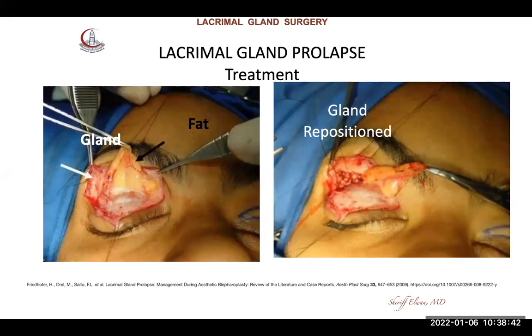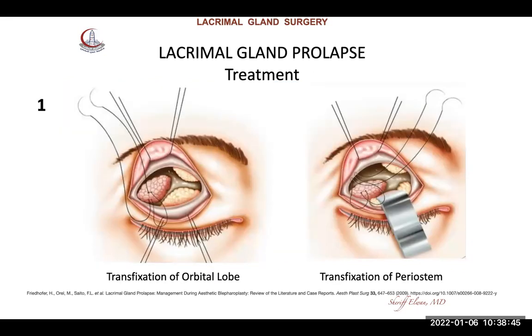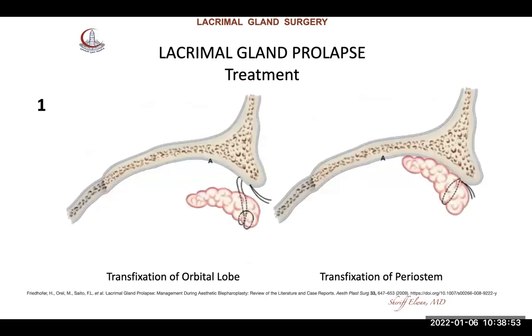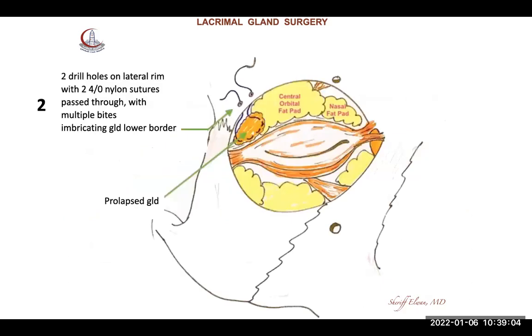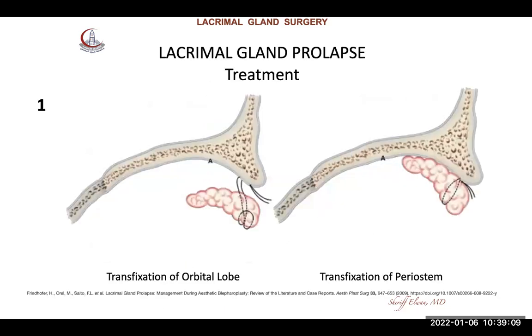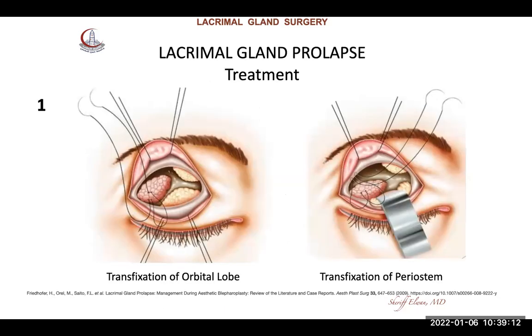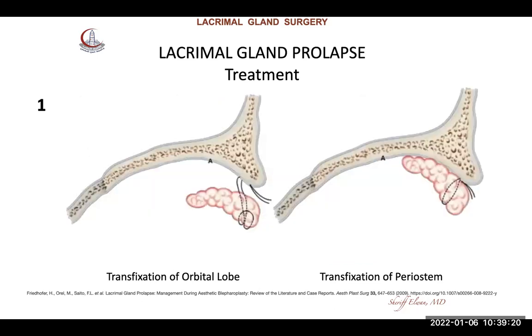We reduce it, and on reduction, we transfix it. That means take a sort of a mattress suture through the gland and then a mattress suture through the periosteum, and then reduce the gland so as to go back in its place where the gland can be fixed in the lacrimal impression. I'm reminding you here, we transfixed the gland, we transfixed the periosteum, and then we approach them both so as to fix it to the periosteum.